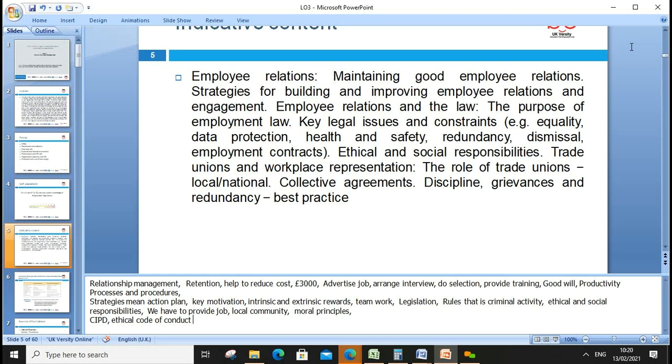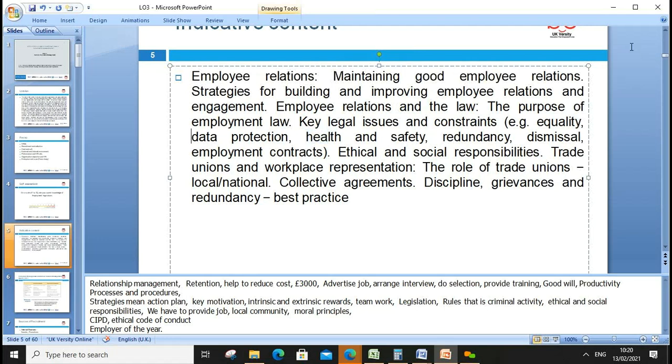Trade union, of course, you're aware of. Employees have the right to join the trade union. You can have a local union, collective agreements covering discipline, grievances, redundancies, best practices. You may have heard about the Employer of the Year award. Many organizations have that. They represent good practice, and it's good to be joined with that organization.